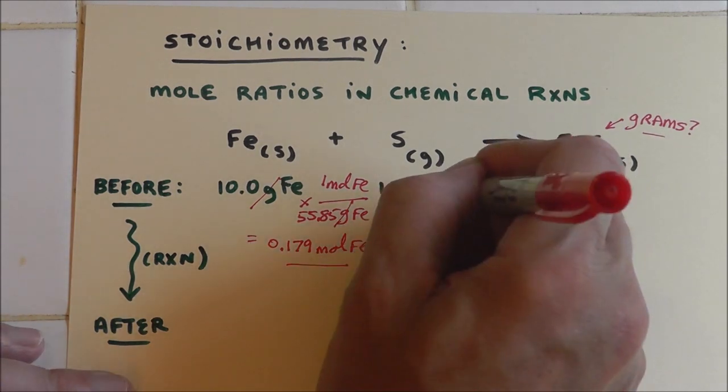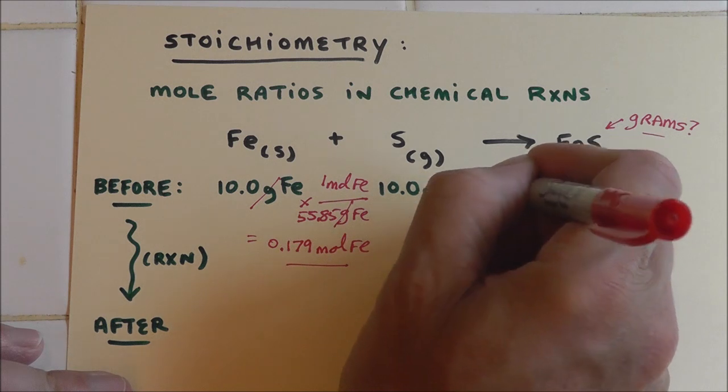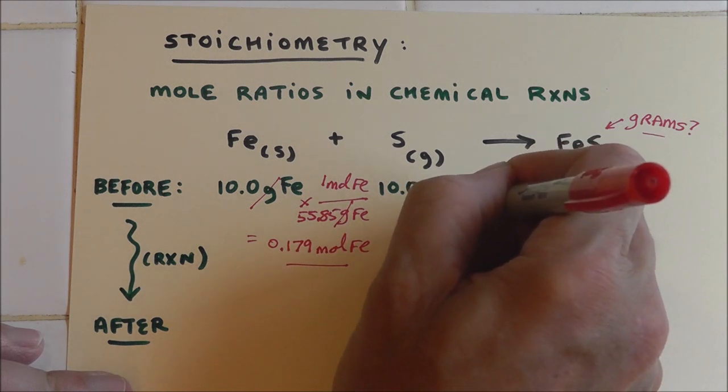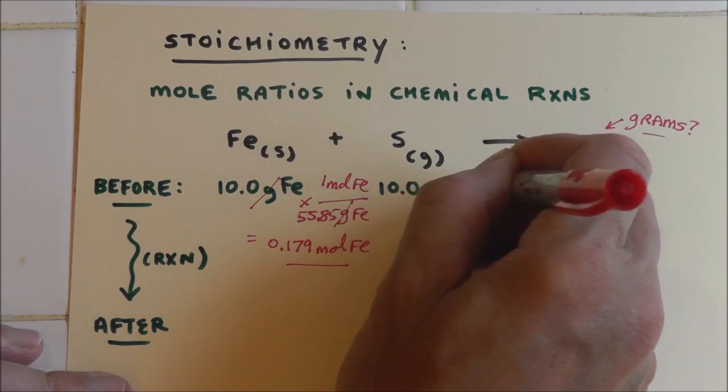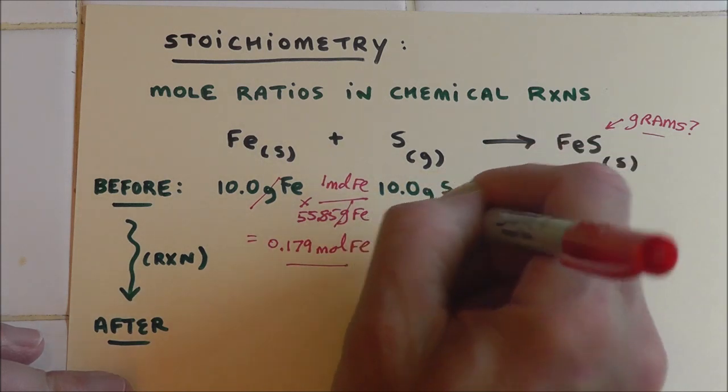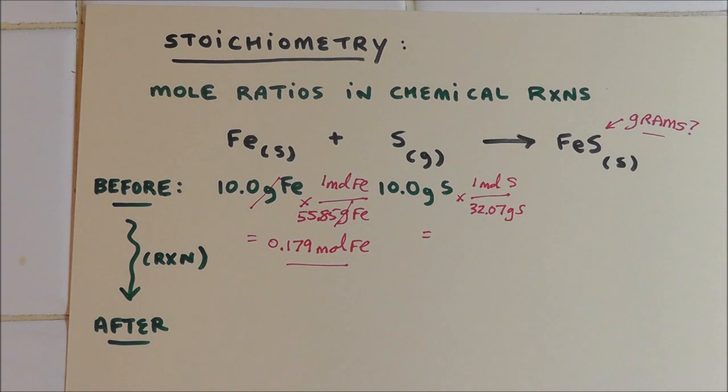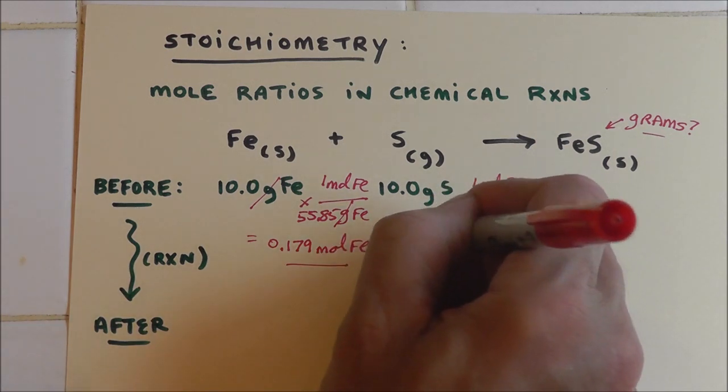And now the same process, except with different numbers, for sulfur. 32.07 grams of sulfur is 1 mole of sulfur. And let's crank out what that's going to be. 10 divided by 32.07 is 0.312 moles of sulfur.